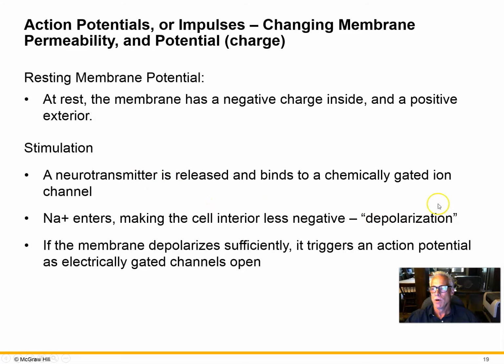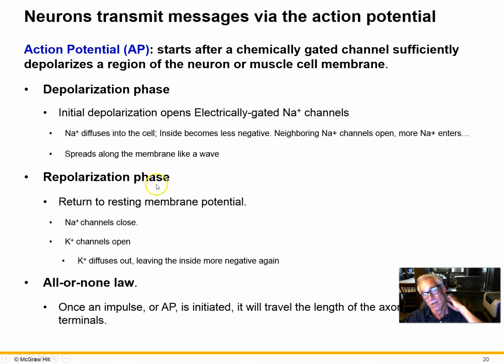That's called depolarization. And if you depolarize the membrane enough, then some electrically gated channels are going to pop open, because remember, they're closed when the cell's at rest. But if we don't have that negative charge inside, those electrically gated channels open up, and we're going to have something we call an impulse. So that's called an action potential.